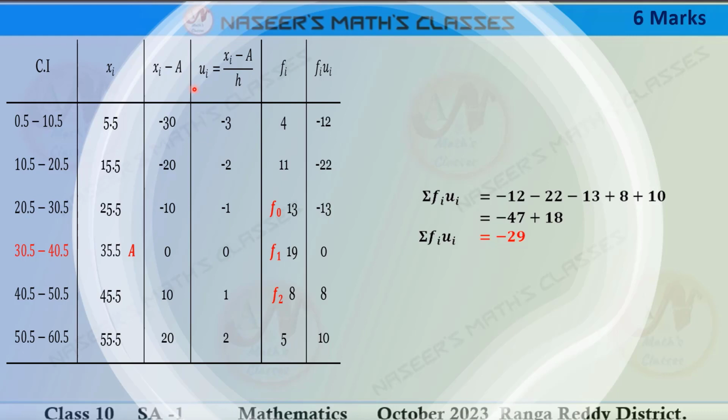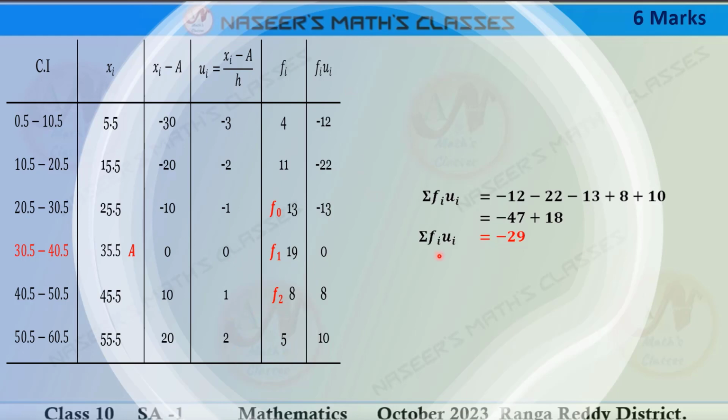Next we find the u value. U value is written as x minus a by h. Then we get minus 3, minus 2, minus 1, 0, 1, 2. The given frequencies are 4, 11, 13, 19, 8, 5. So here we get fi ui as minus 3 into 4 we get minus 12, minus 2 into 11 we get minus 22, minus 1 into 13 we get minus 13, 0 into 19 we get 0, 1 into 8 we get 8, 2 into 5 we get 10.